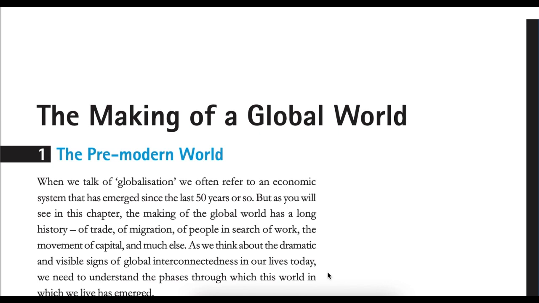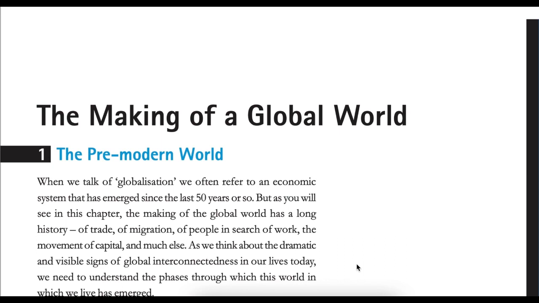So shall we start? This is Chapter 3, History, The Making of a Global World. The pre-modern world. When we talk of globalization, we often refer to an economic system that has emerged since the last 50 years or so.